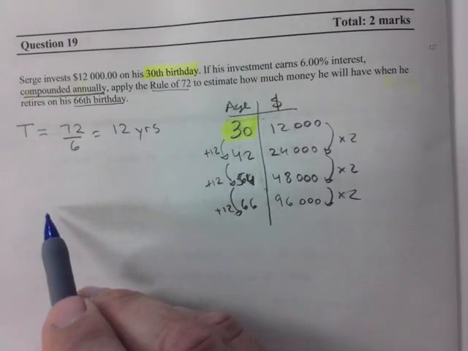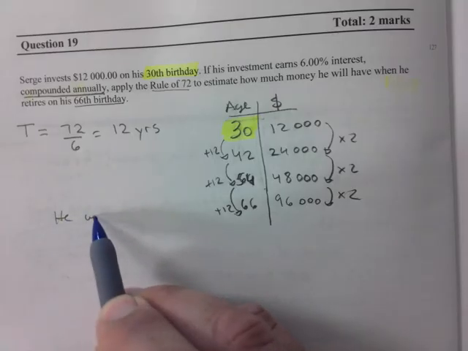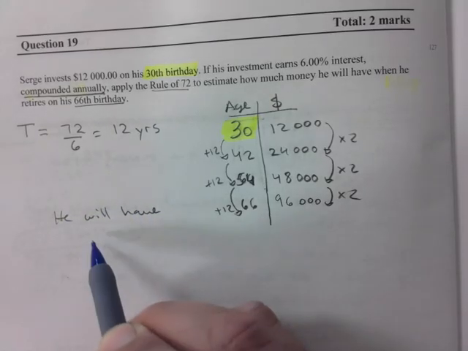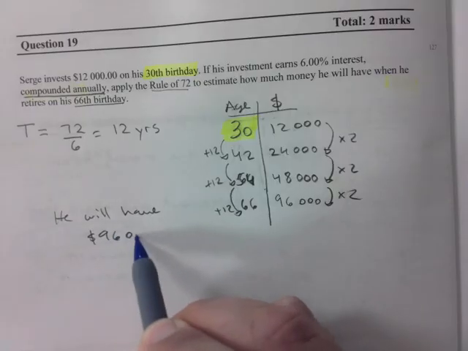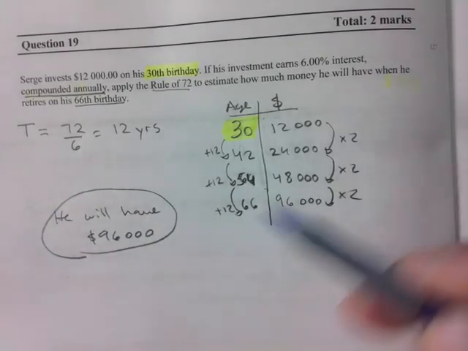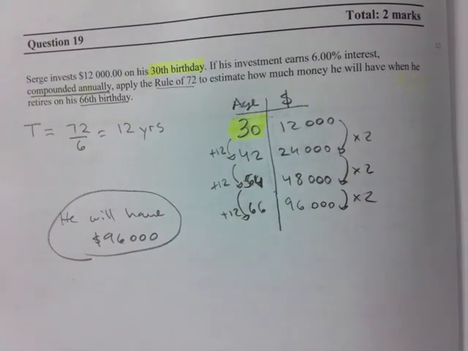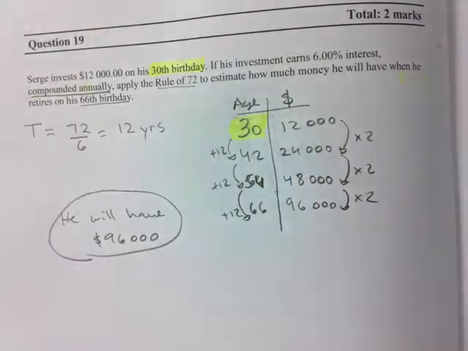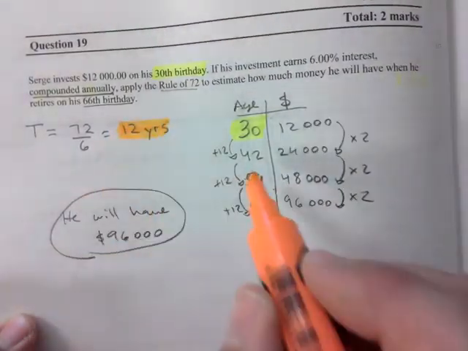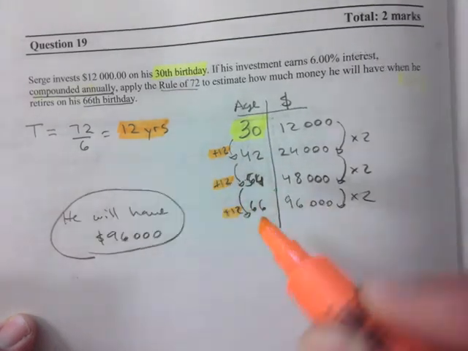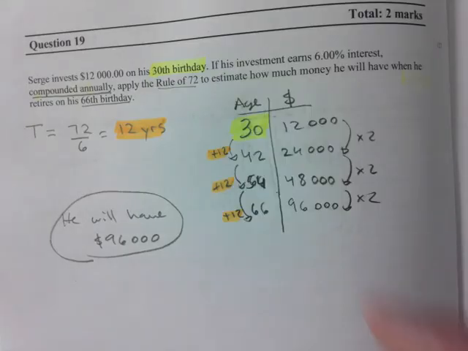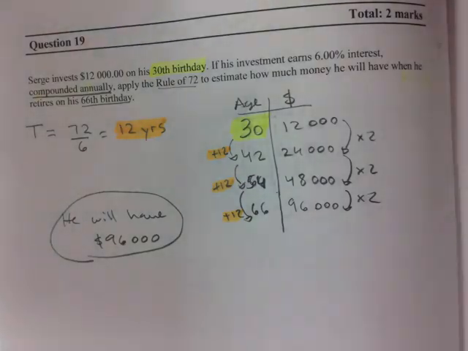Okay, so he will have $96,000 using the rule of 72. It might be more, probably be more if you use the TVM solver, but that's not what they want you to do. They want you to use the rule of 72. Okay, so the 72 helped us to figure out the doubling time. And so remember, the time goes up consistently by the same amount. It's the amount of population, money, or whatnot that you double. Okay.